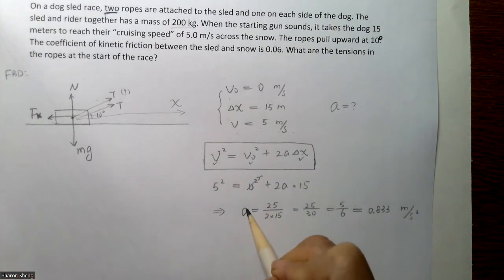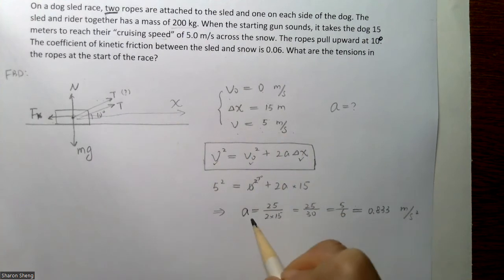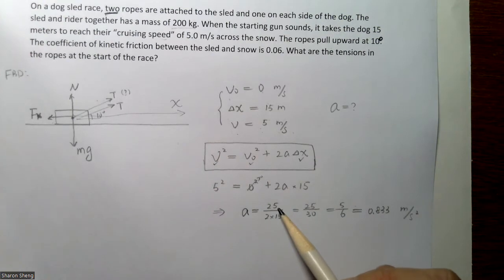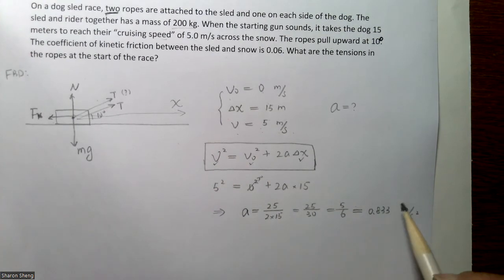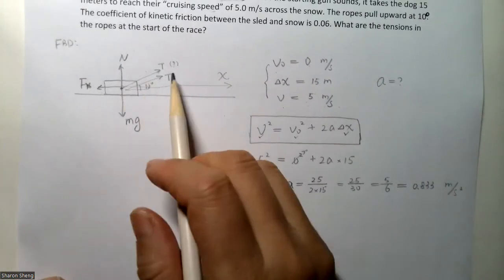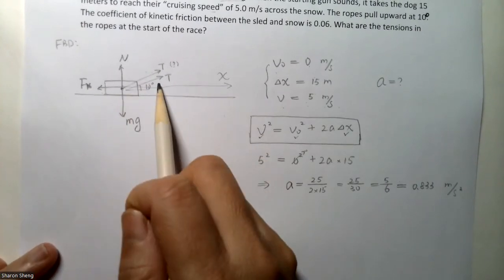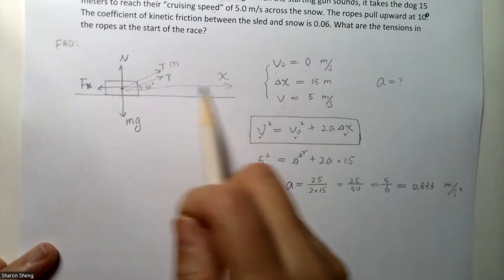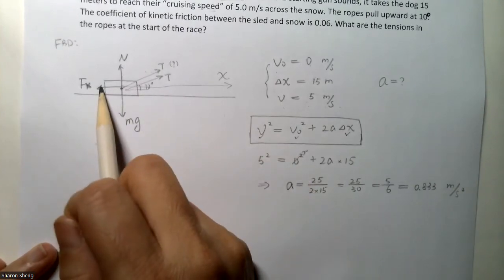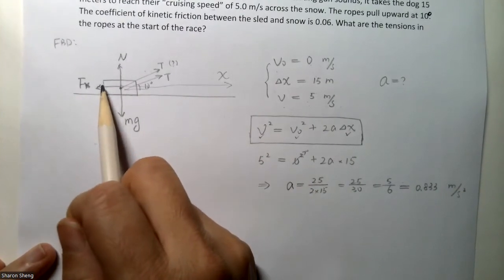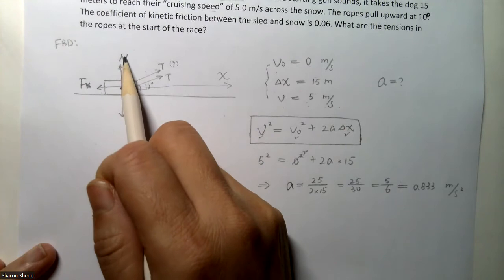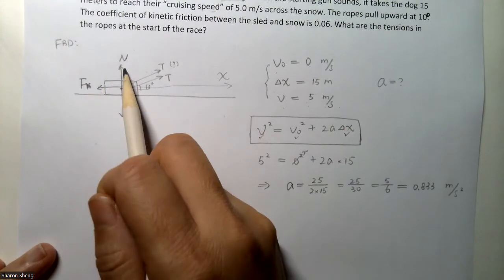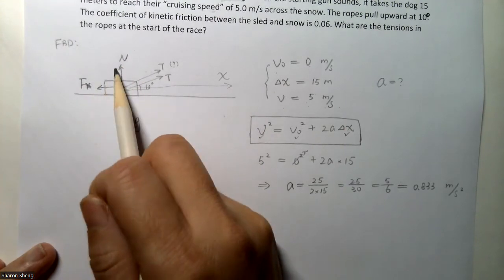I know the acceleration along the x direction, so I can keep the x here or just keep the a. So write down the a. Then we do the force analysis. We want to know what is the net force applied in the x direction. Because there is a friction force involved, I have to know what the normal force is, because f sub k is always equal to mu sub k times N.